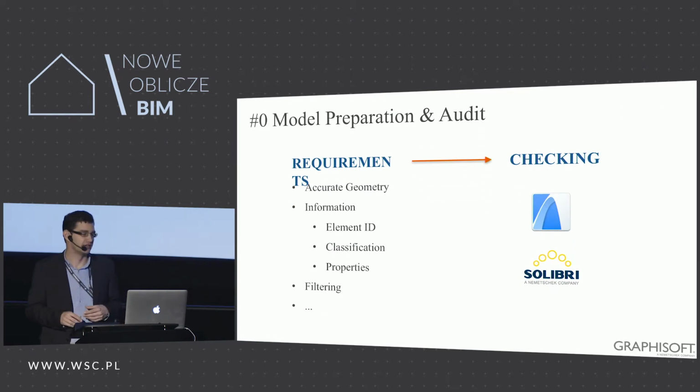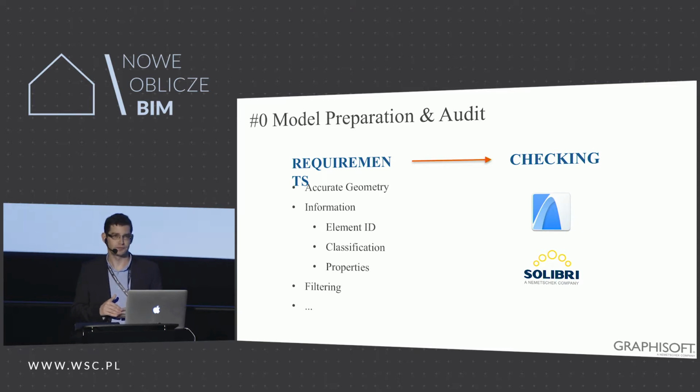Now let's start a little with model preparation, because that's a very important step in this whole collaborative environment. First of all, we need to provide accurate geometry. There cannot be gaps between elements, because then it will not be an actually usable model. We need accurate geometry. We need accurate quantities for further use. And of course, we need certain information to be sent over to the other participants.